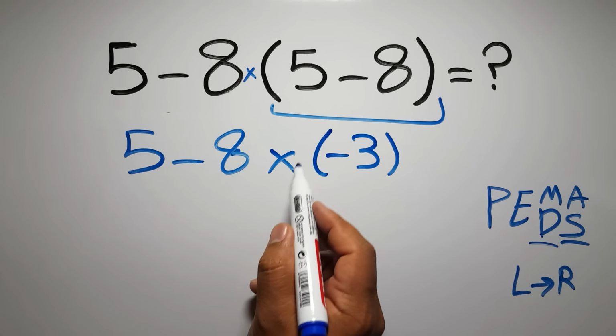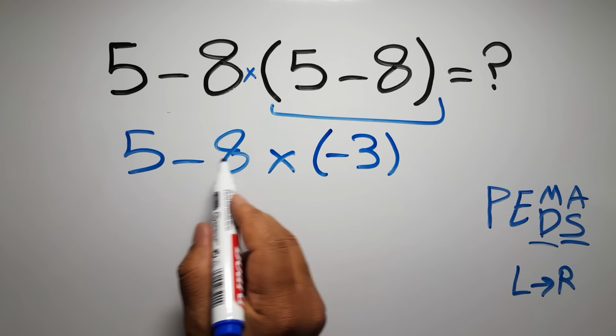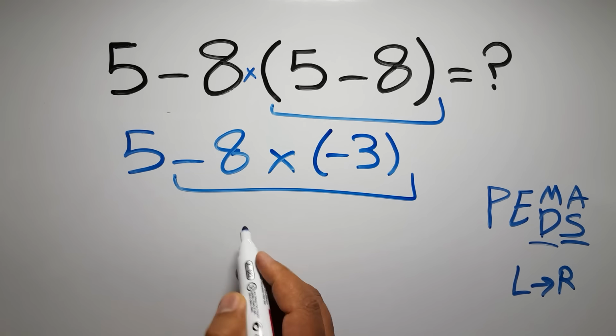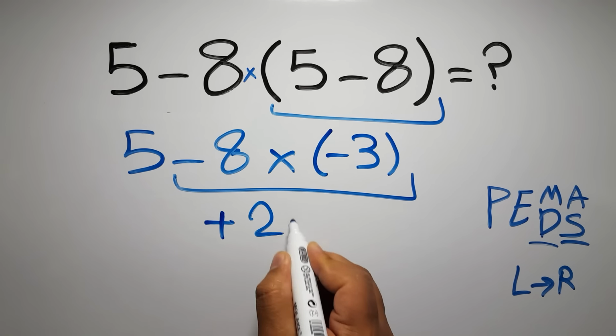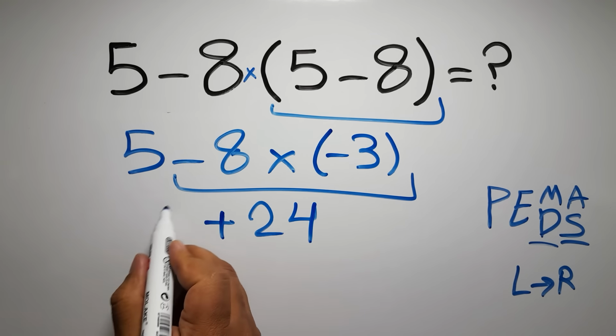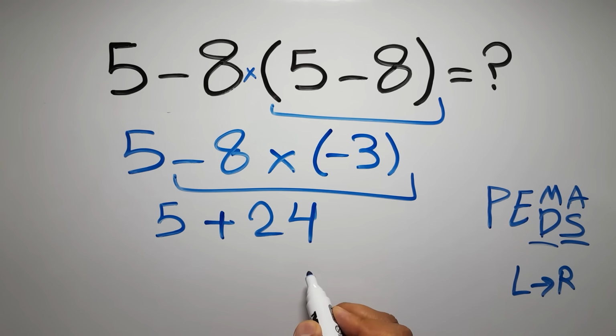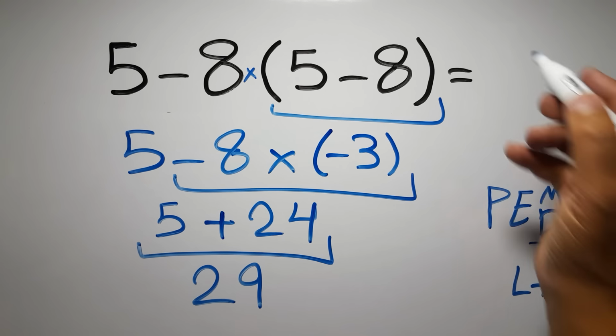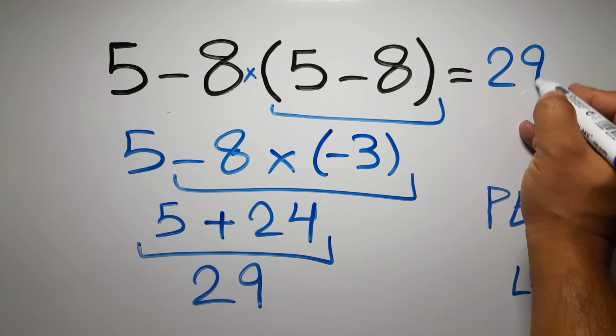Okay, so first this multiplication, negative 8 times negative 3 gives us positive 24. So we have 5 plus 24 which gives us 29. And this is our final answer to this problem. The correct answer is 29.